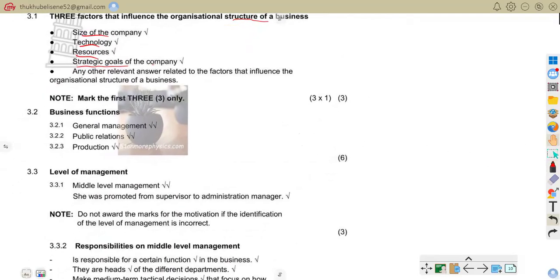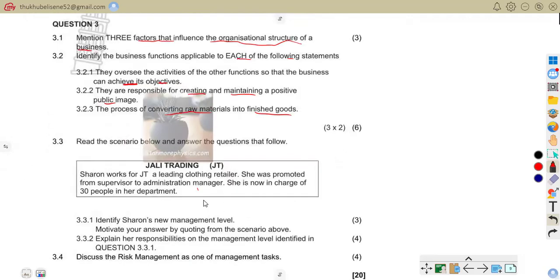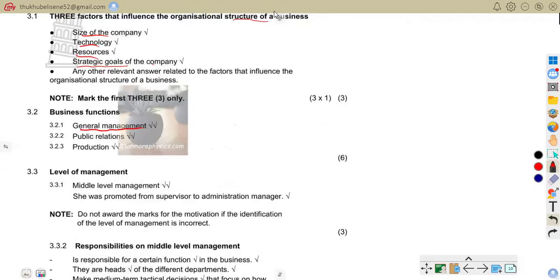So here we are on 3.2. 3.2.1 is general management, where the first statement says they oversee the activities of other functions so that they can achieve its objectives. So general managers are the ones who oversee the activities of other functions. General management is responsible for overall planning and decision making. They think for the entire organization.